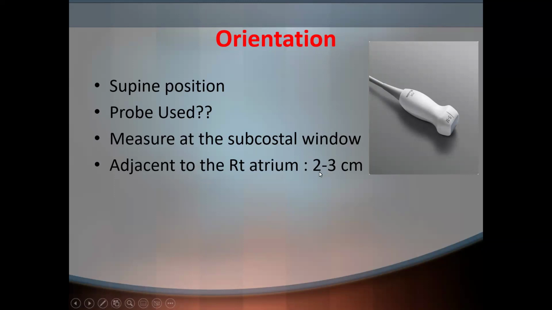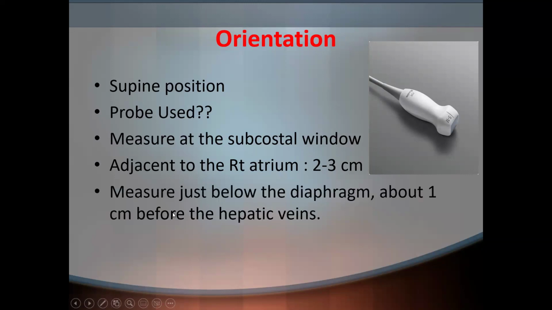Adjacent to the right atrium, 2 to 3 centimeters. We will show you how now. Measure below the diaphragm, 1 centimeter before the hepatic vein, and you have to keep the wall parallel.